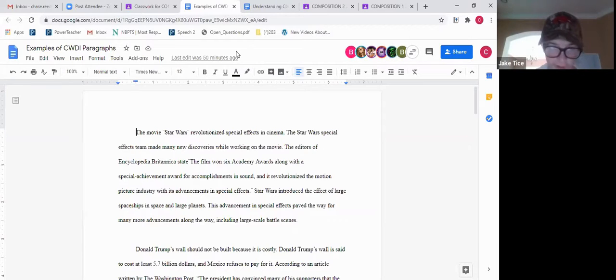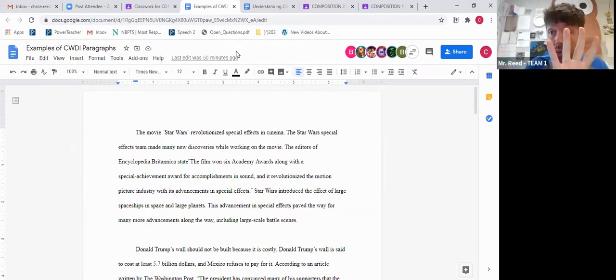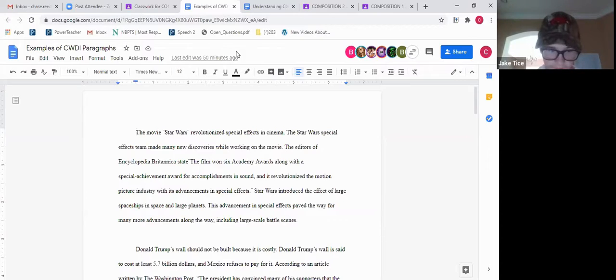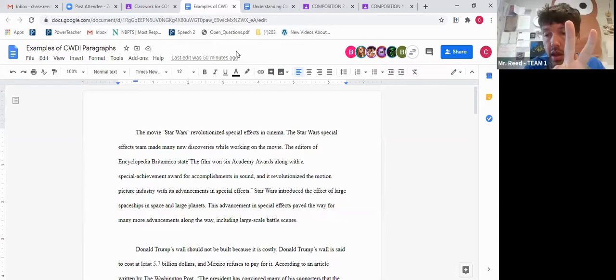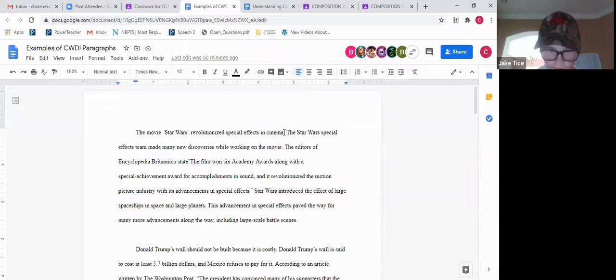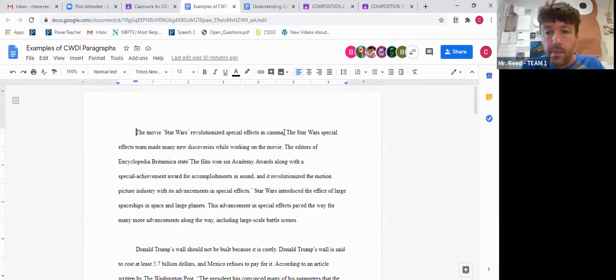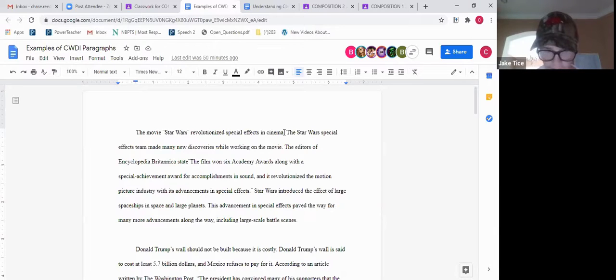I'm kind of confused. Okay, so you know there's 4 parts to this paragraph, right? What's the first one called? The claim. Okay, what's the second part called? The warrant. So we established that the claim here is the first sentence. So logically, where do you think the warrant is going to be? Right after the claim. Okay, so read the very next sentence. The Star Wars special effects team made many new discoveries while working on the movie.